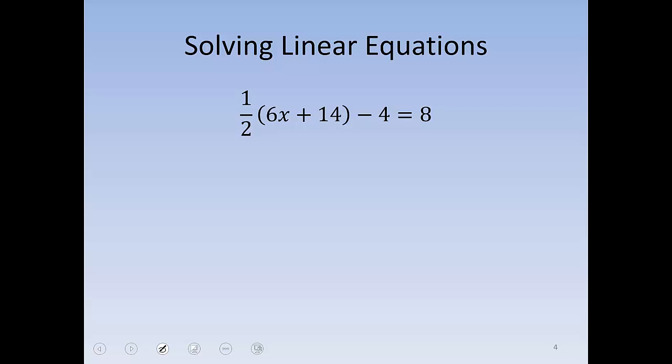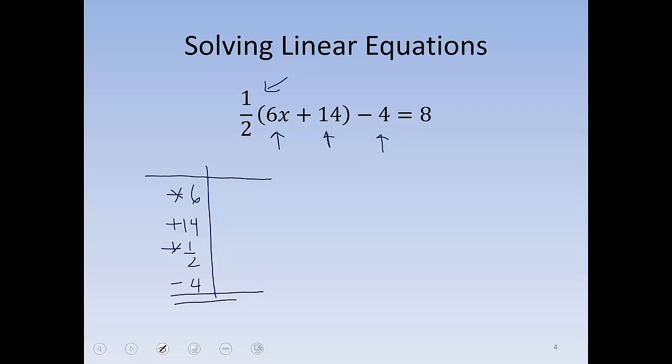All right. So the first thing we're going to do is look at what happened to x. And I think the first thing that happened to x was we multiplied it by 6. Then we added 14, so we took care of this. Then we multiplied it by a half. And lastly, we subtracted 4. The result of all of that was we got an 8.